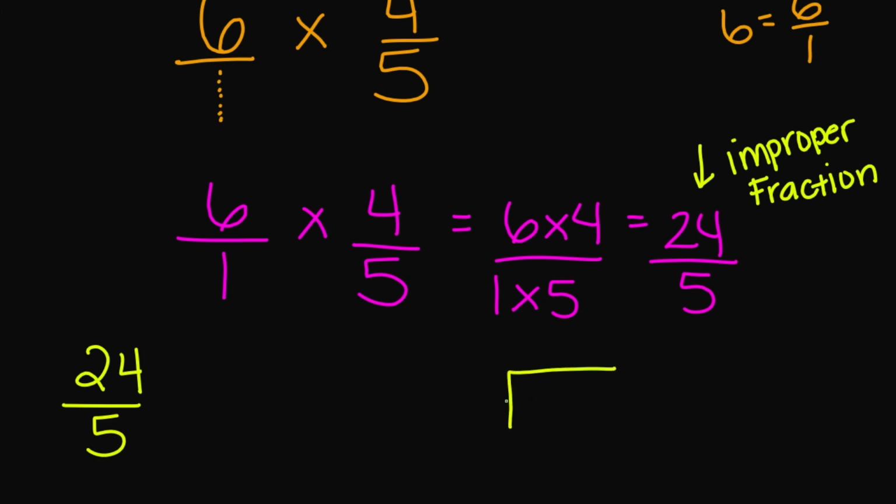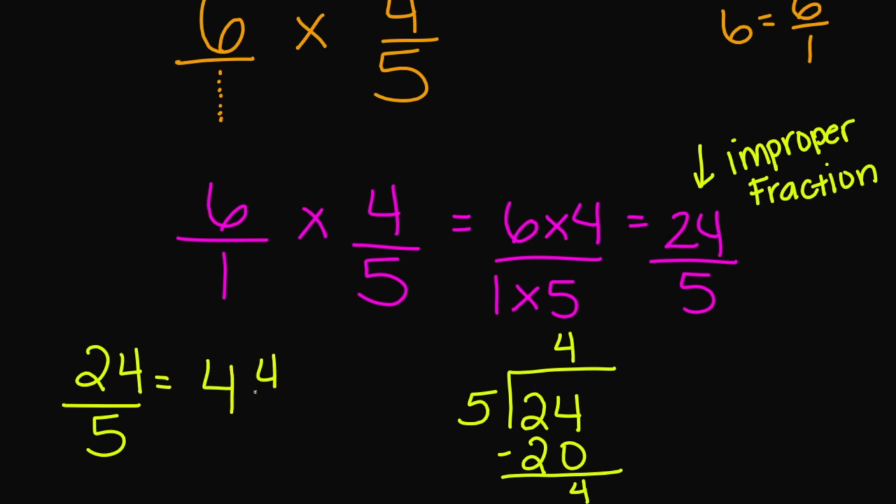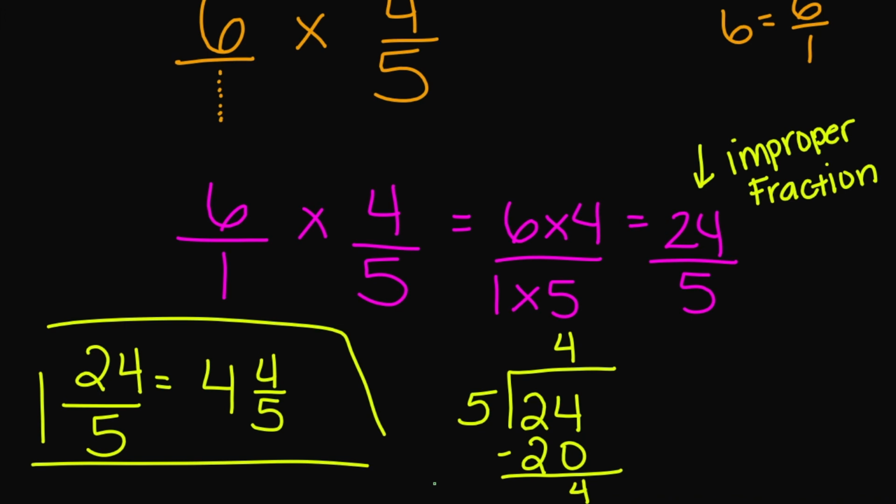So my 5 is on the outside, 24 on the inside. 5 goes into 24 4 times. 5 times 4 is 20. 24 minus 20 is going to equal 4. So your mixed number is going to be 4 and 4/5. And this is your final answer.